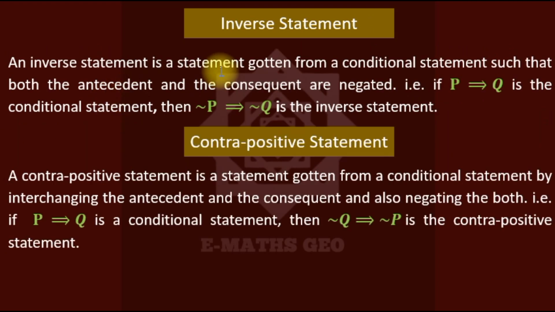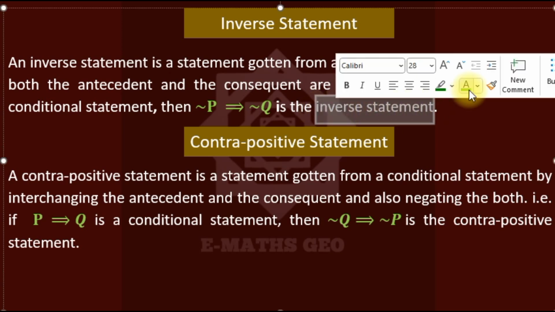So we have what we call inverse statements. An inverse statement is a statement gotten from a conditional statement. The inverse statement is also a conditional statement, such that both the antecedent and the consequence are negated. So if you have a conditional statement, let's say P implies Q, and you negate both the antecedent and the consequence, we have an inverse statement. Do you see? The one highlighted, not P implies not Q, is the inverse statement.